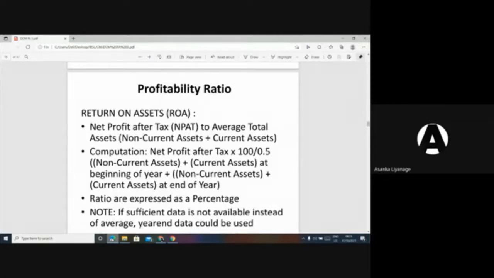Very easy to calculate. Take the average and take the net profit after tax or net profit before tax. But anyway, you have to indicate what you have taken. Normally, for the exam, take net profit after tax. Right.